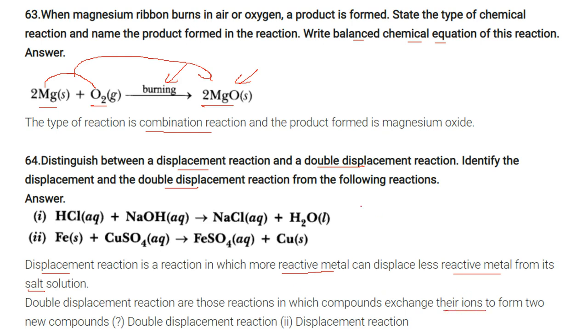So this is a double displacement reaction because Na is combining with Cl and H is combining with OH, and this is a displacement reaction: Fe is replacing Cu from copper sulfate to form FeSO4 and copper.